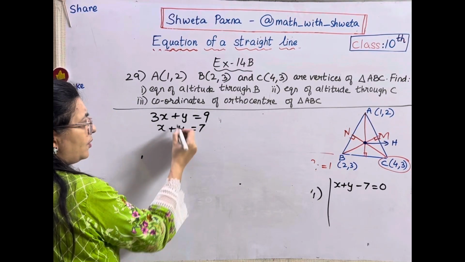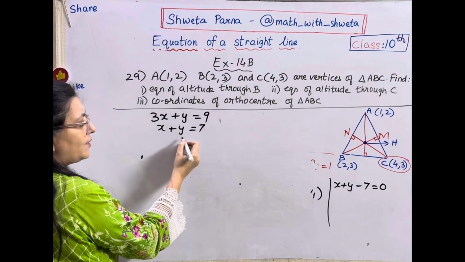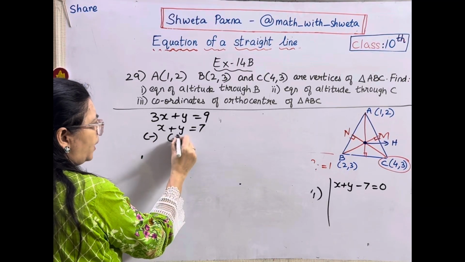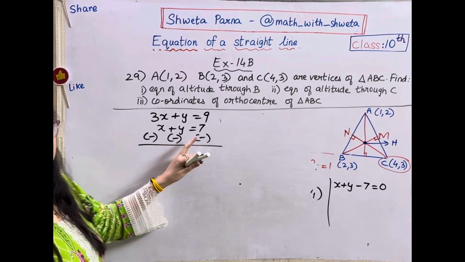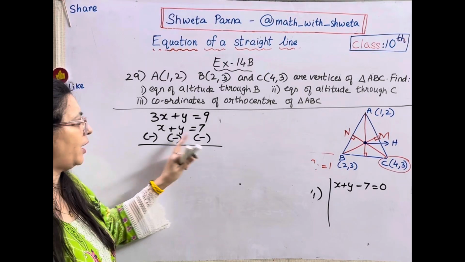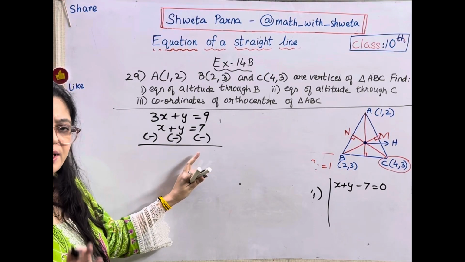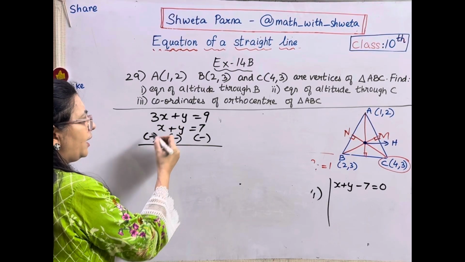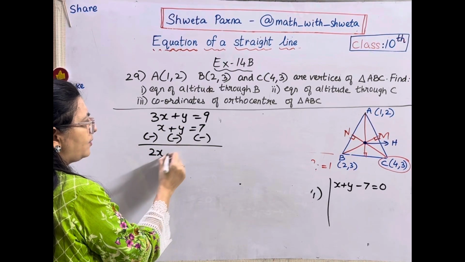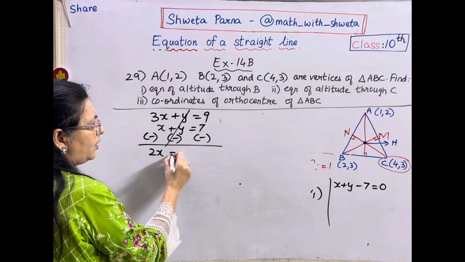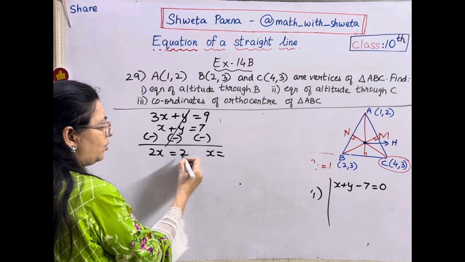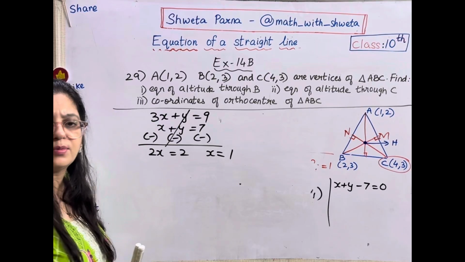Since they have the same sign, you will subtract. So minus, minus, minus. Whenever you are subtracting, for the second equation, whatever equation you are writing, you have to change the sign of each term. So now 3x minus x will become 2x, y minus y gets cancelled, 9 minus 7 is 2. So x value is 2 divided by 2, which is 1.